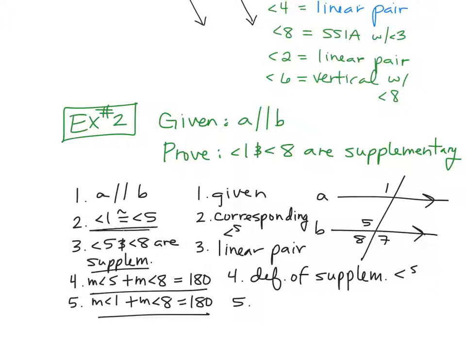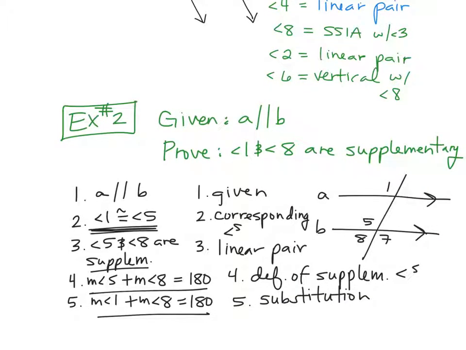Right, 1 and 5 are congruent. If you look up here, 1 and 5 are congruent. So if 1 and 5 are congruent, I can take out the 5, put in the 1. What is that called? Not distributive. Transitive or substitution. Substitution makes a little more sense here, I feel like, but transitive is doable.